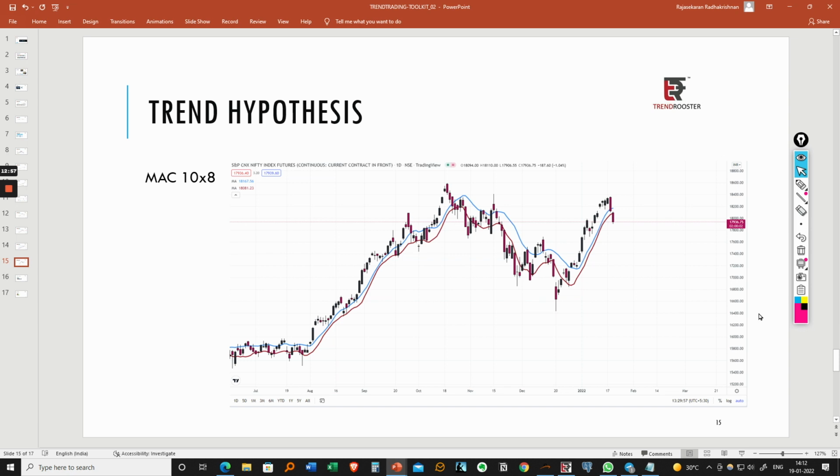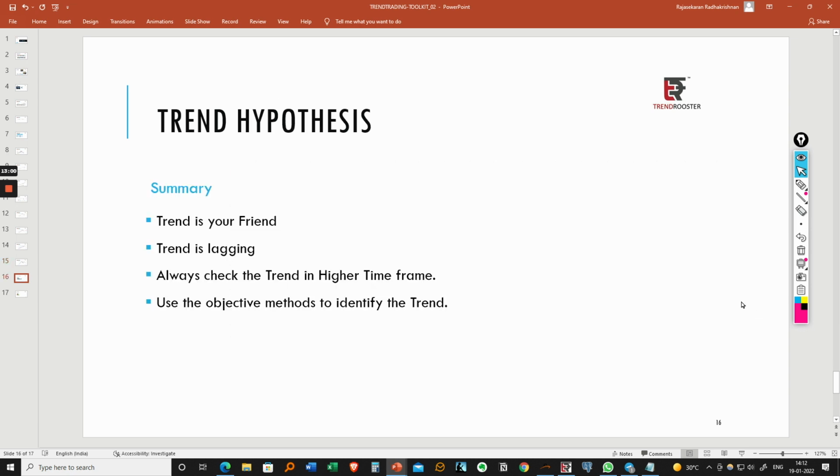Okay, so what we have learned in this trend trading method, we come to the summary. We have learned trend is your friend. It is always good to know the trend. We also learned that trend is lagging. It is always known after establishing the trend, not prior to that. Okay, so always check the trend in a higher time frame, because in a higher time frame we will have a smoother trend, not in the lower time frame. Use objective methods to identify the trend. So I have shown a couple of methods in this presentation, either MACD above 0 or EMA or SMAs to find the trend.